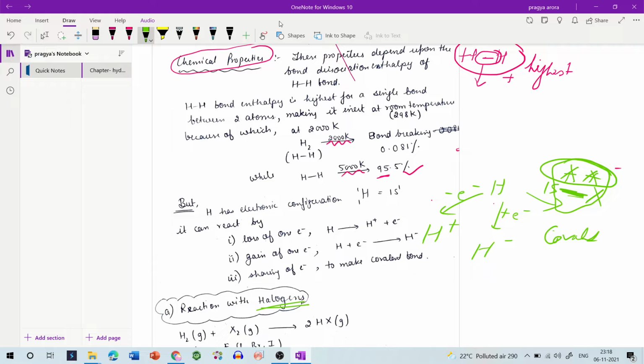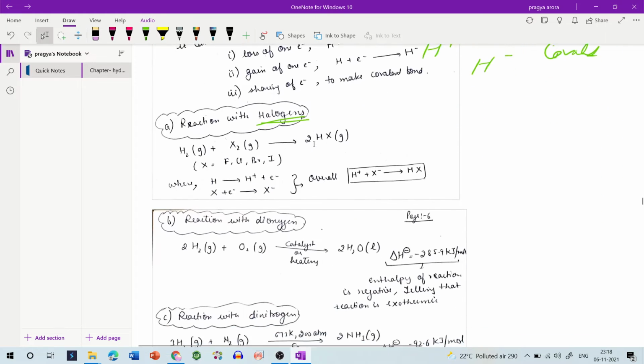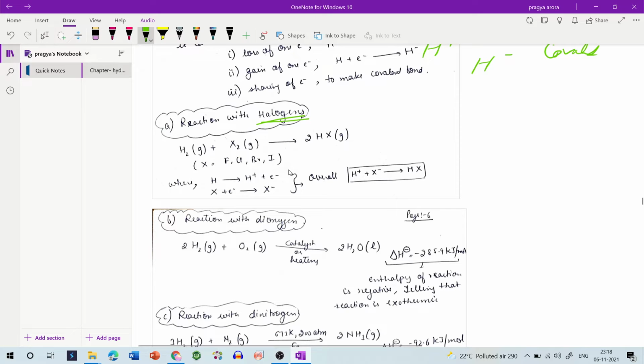As we know, what is the electronic configuration of halogen? We represent halogen with the symbol X. So halogen has an electronic configuration of ns2 np5. So there is one electron less than the noble gas configuration.